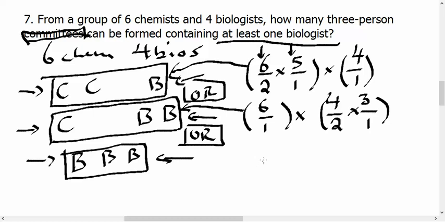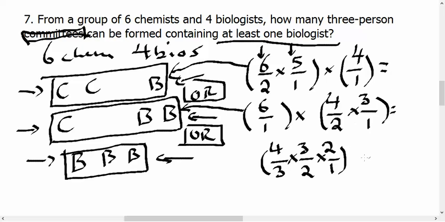And then finally, if I'm just choosing 3 biologists, that's 1 biologist and another biologist and another. The order doesn't matter, so I'll divide by 3 times 2 times 1. I've got 4 possibilities for the first biologist, 3 for the second, and 2 for the last one. Now remember, this is for this last option. And of course, it's either the first one, big plus sign, the second one, or the third one. So I'm going to take each one of these answers and add them together.